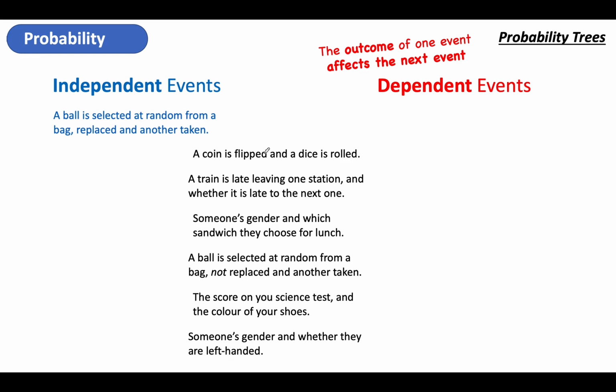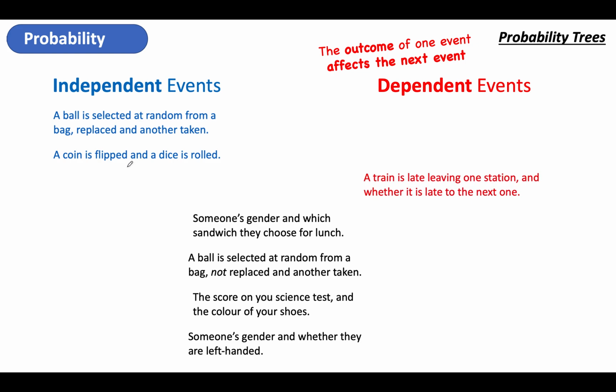Okay, a coin is flipped and a dice is rolled. Two things. Well, obviously it doesn't matter what you get when you flip the coin. The probability of each number on the dice is exactly the same. Again, it's an independent event. One event doesn't affect the other. Right, a train is late leaving one station, and whether it's late to the next one. Well, if it's late out of one station, I think it's pretty likely that's going to affect whether it's more likely to be late to the next station. Because if you've already started off late, you're more likely to end up late. I'd say it's a dependent event.